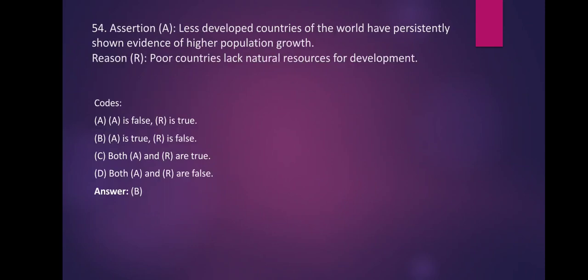Assertion: less developed countries of the world have persistently shown evidence of higher population growth. Reason: poor countries lack natural resources for development. The codes are given here. Option A, A is false, R is true. Option B, A is true, R is false. Option C, both A and R are true. Option D, both A and R are false. The correct answer is option B, that is A is true, R is false.